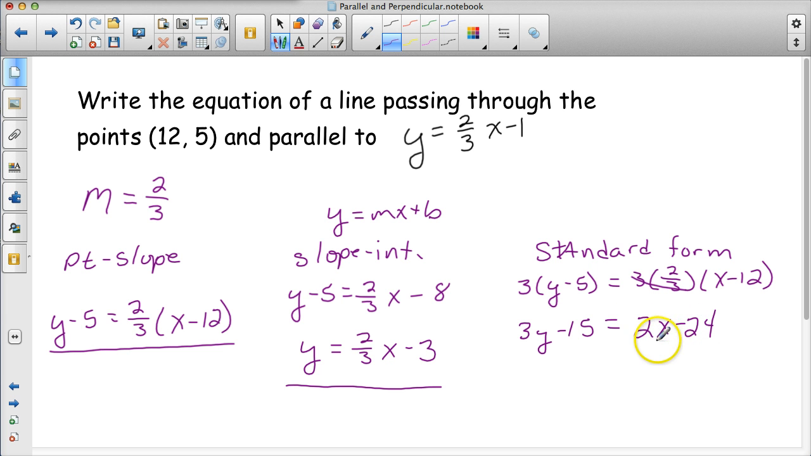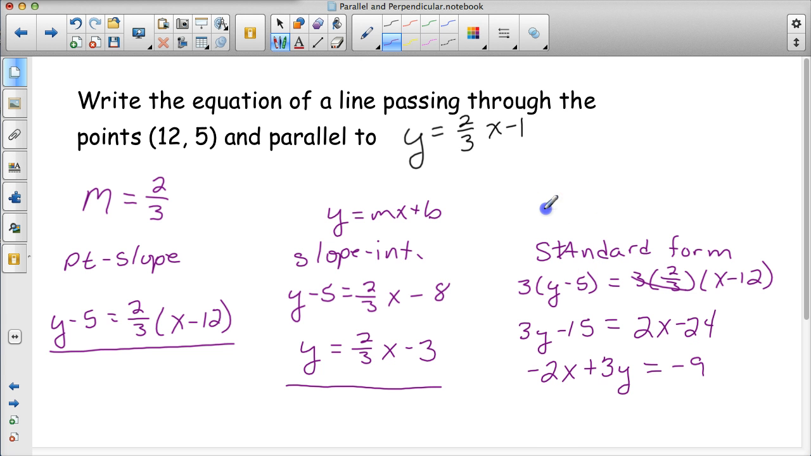Now I want to move the 2x to the left side of my equal sign, so I subtract it, and I get negative 2x plus 3y. And I want to move the negative 15 to the right side of my equal sign, so I add it, and I get negative 24 plus 15, which is negative 9.